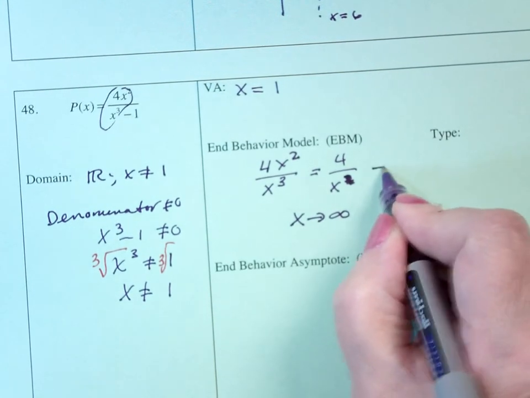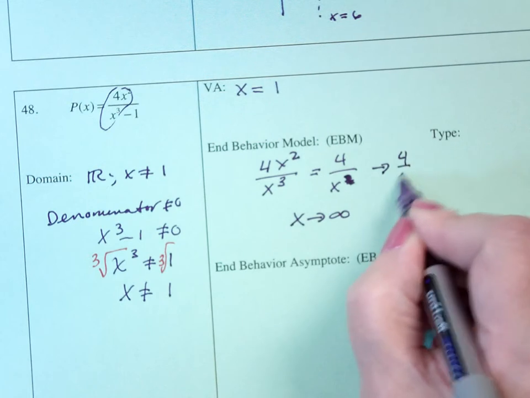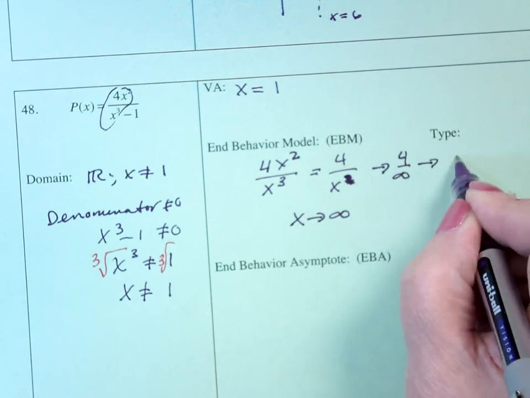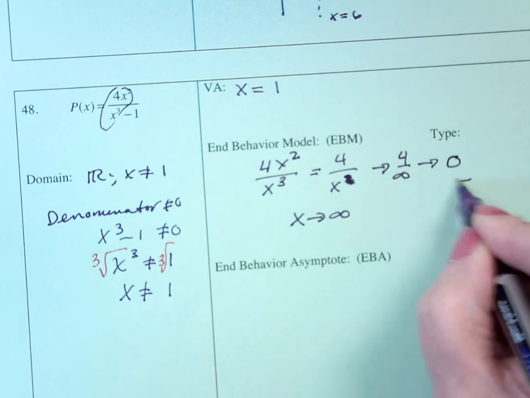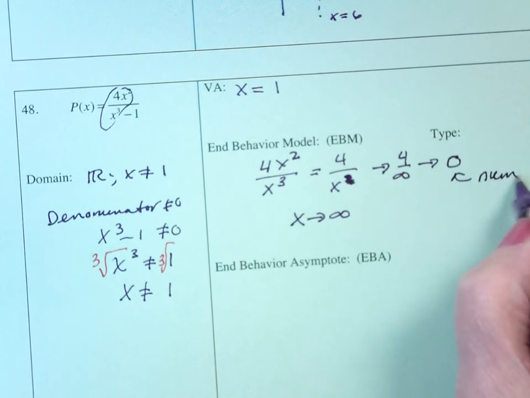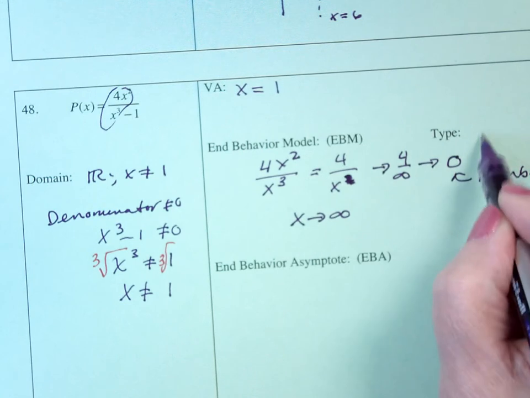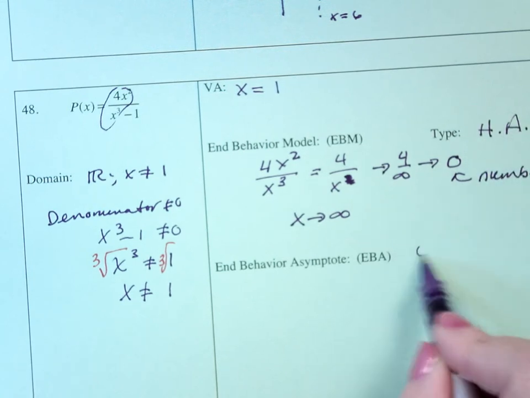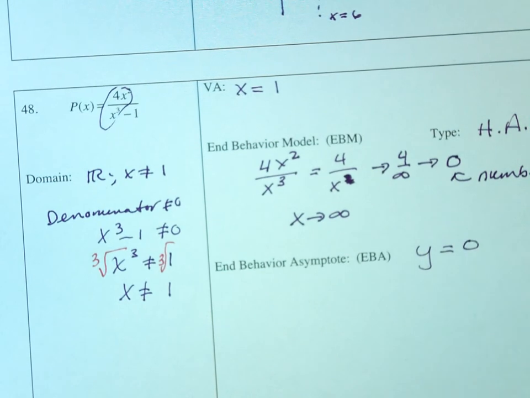So this essentially becomes 4 over infinity, and now we know 4 over infinity is 0. This is a number, which means I have an HA, and the HA is y equals that number, which is 0.